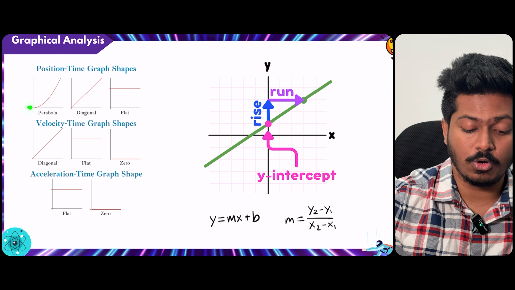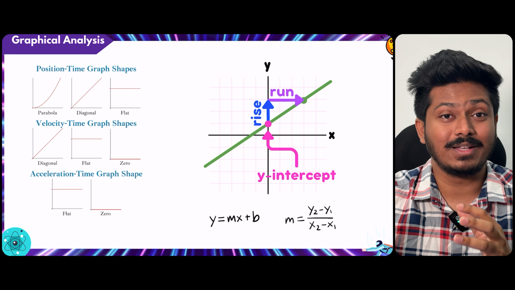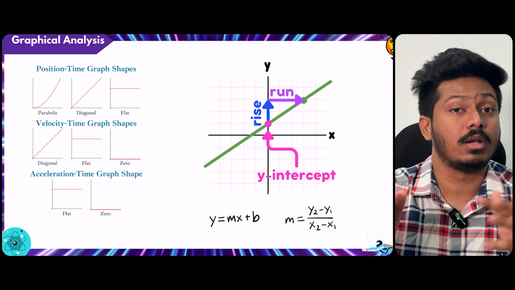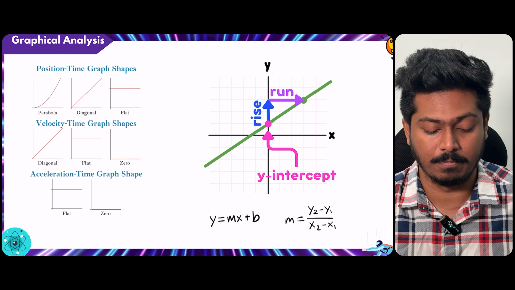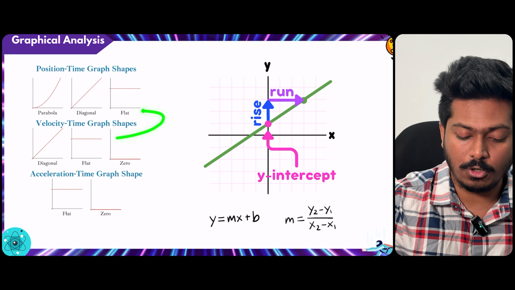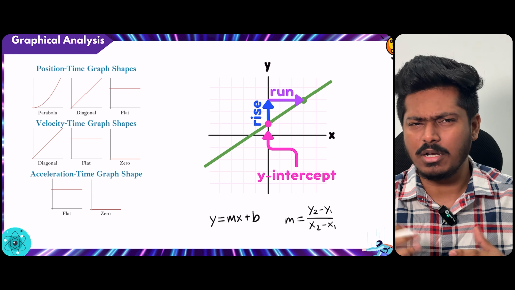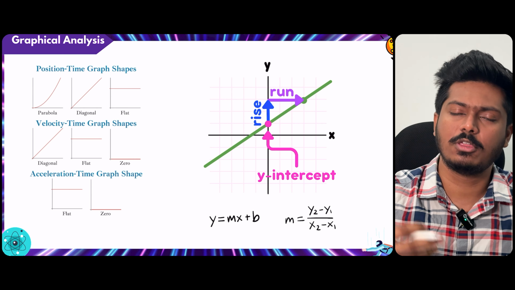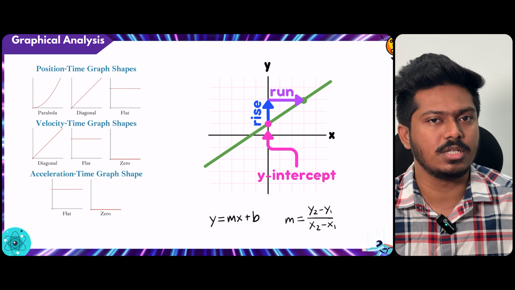Our first graph is going to be the position time graph, where the relationship is between position and time and how position varies with respect to time. The second graph talks about the velocity time relation. How is velocity changing with respect to time? And the third one is how acceleration is changing with respect to time.